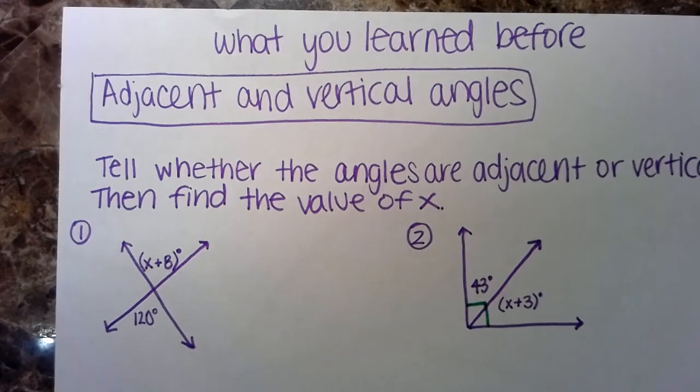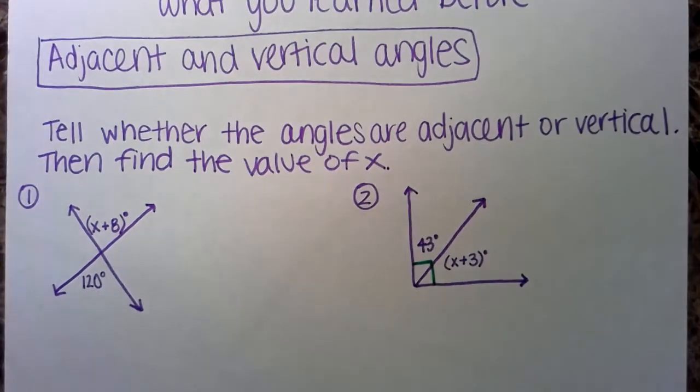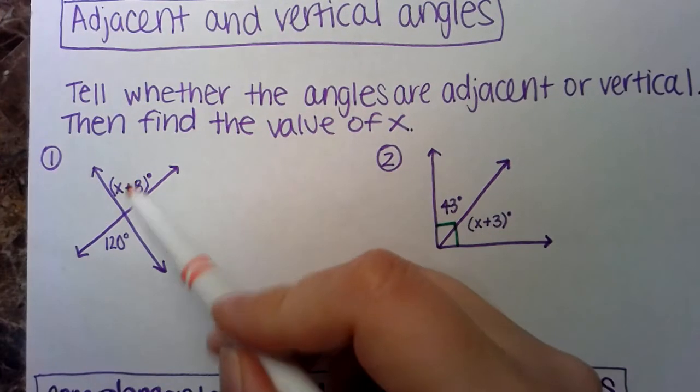So this is going to be some things that you learned before, most likely in 7th grade. We talked about yesterday what adjacent and vertical angles are, and it's saying tell whether the angles are adjacent or vertical and then find the value of x. So we're going to look at this first example.